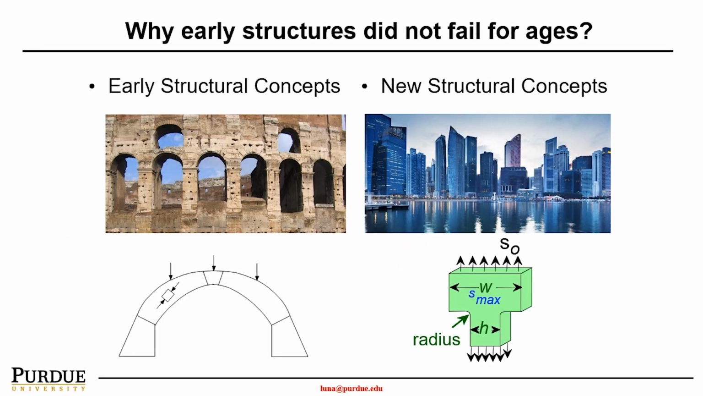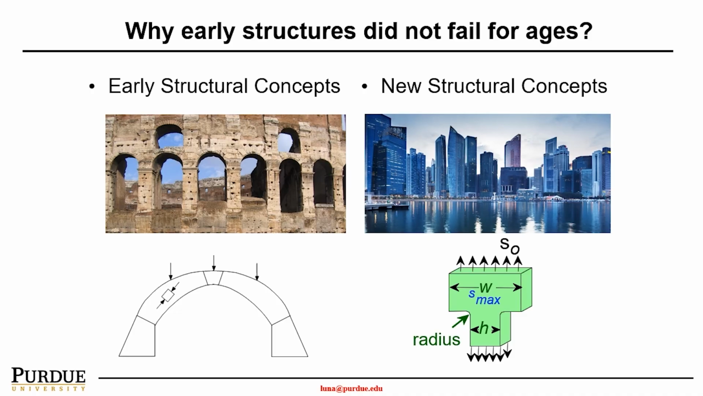So you may have a question. Fracture mechanics does not sound like a very old concept, or at least it did not exist 1,000 years ago. So why did early structures not fail for ages? For instance, many structures built in Roman times are still existing today.